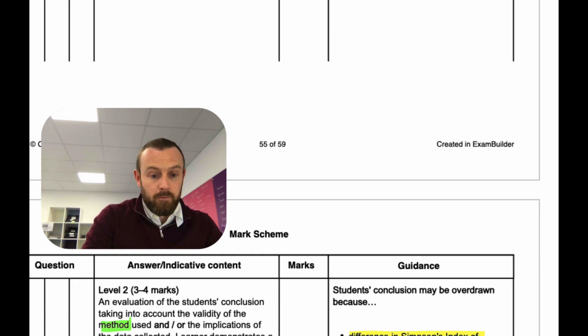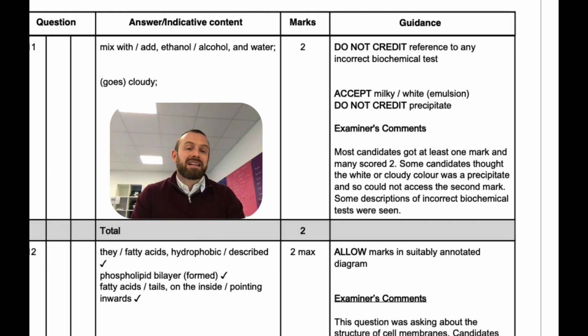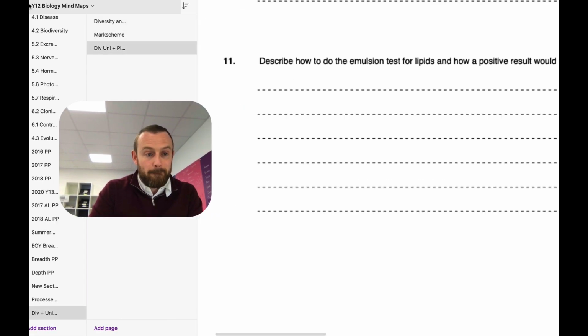The mark scheme is here. Mix with or add ethanol or alcohol and then water, and then it goes cloudy. So you have to have ethanol and water and then it goes cloudy. Accept a milky white emulsion. Do not credit precipitate, because precipitate is something that sinks to the bottom, and actually the milky emulsion, if you leave it, will float to the top, so it's the other way. Okay. Next one.